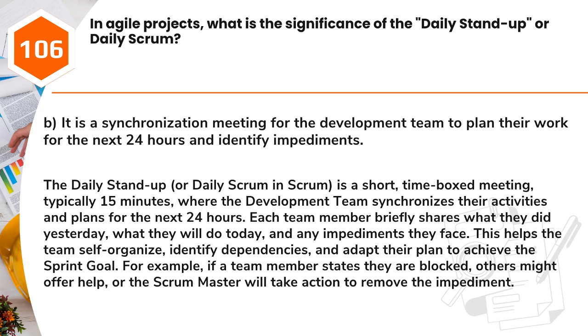Answer: B. It is a synchronization meeting for the development team to plan their work for the next 24 hours and identify impediments. The daily stand-up, or daily scrum in Scrum, is a short, time-boxed meeting, typically 15 minutes, where the development team synchronizes their activities and plans for the next 24 hours. Each team member briefly shares what they did yesterday, what they will do today, and any impediments they face. This helps the team self-organize, identify dependencies, and adapt their plan to achieve the sprint goal.